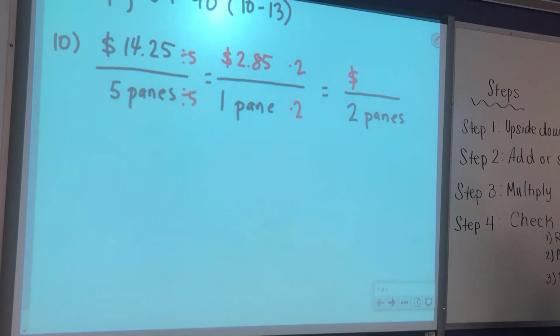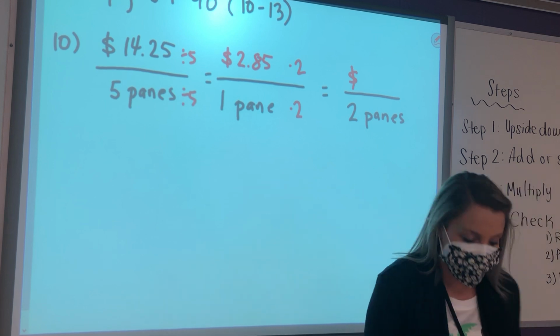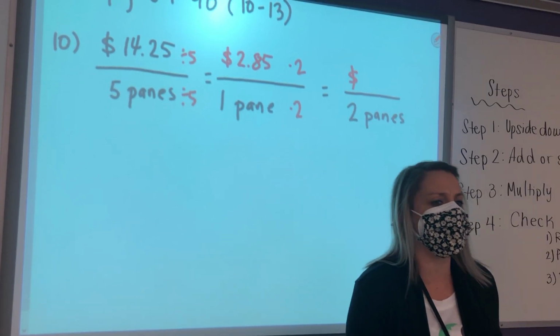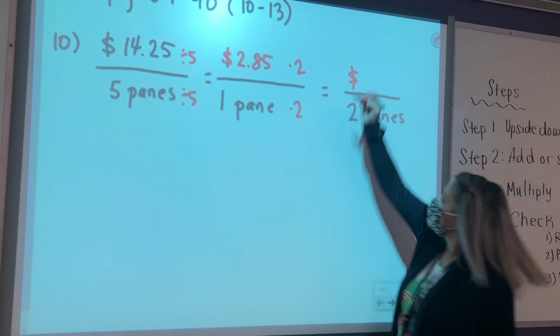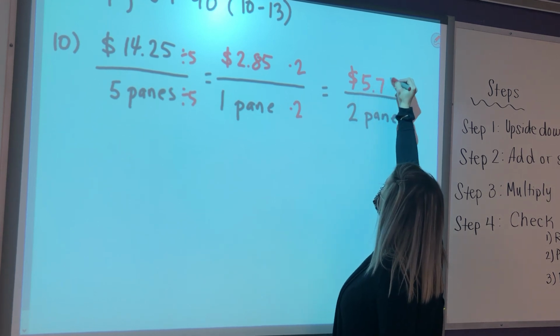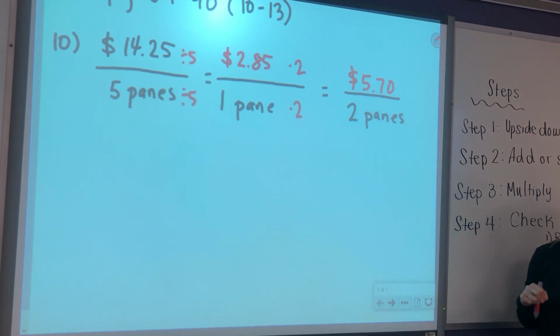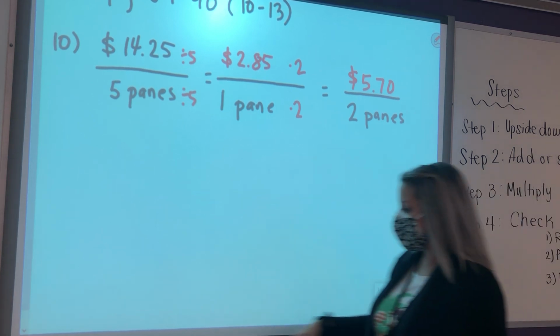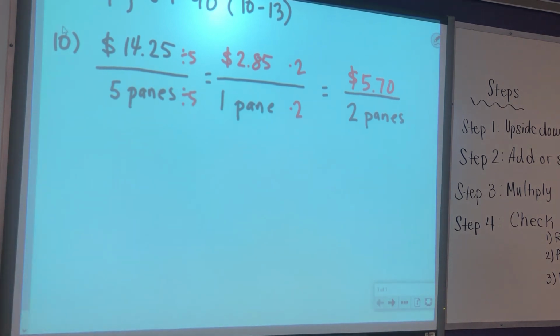5.7. So when I get 5.7 on your calculator, what does that mean? $5.70. So don't forget to put that 0 in the placeholder of your hundredths position. Any questions on number 10?